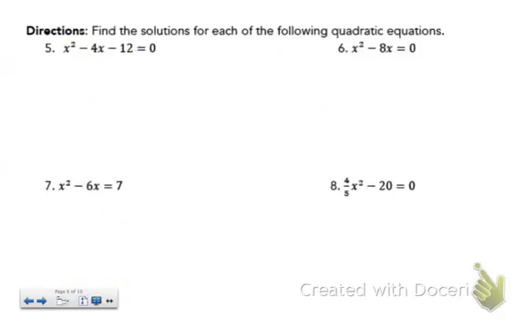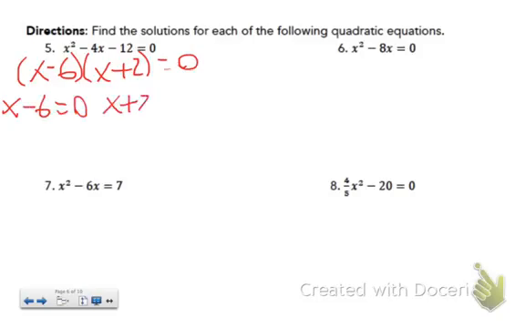Okay, for 5 through 8, you could either put it in your calculator or you could do it algebraically. Since I can't show you the calculator on here, I'll do it algebraically. So for number 5, it's already equal to 0, so I can go ahead and factor. Factors of negative 12 that add together to give you negative 4 would be x minus 6, x plus 2. Alright, and then remember you're going to set each side equal to 0. So you get x minus 6 equals 0, x plus 2 equals 0, and then x equals 6, and x equals negative 2.